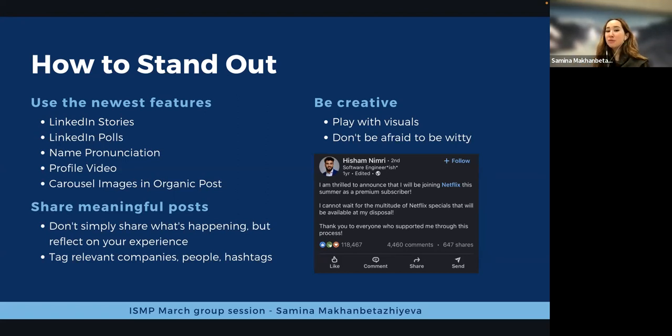And because not many people have used these features yet, this is what is going to help you stand out, right? Another thing is carousel images in organic posts, which is similar to the Instagram carousel, where you get to share multiple posts if you'd like. This is another feature that is also worth considering.